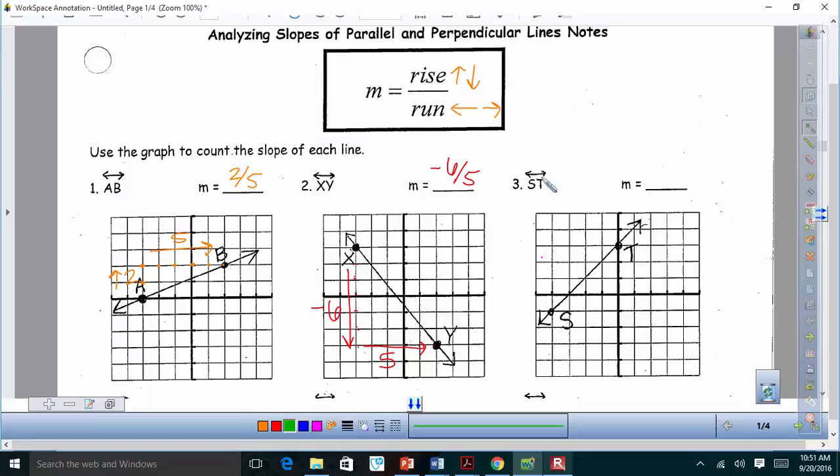Okay, so in number 3, we're looking at line ST. S is on the left, so I start with that one. To get to T, I'm going to have to go up 1, 2, 3, 4. So up 4, and I have to go to the right 1, 2, 3, 4. So 4 over 4 is technically what? 1. Very good. Any questions so far for slope?